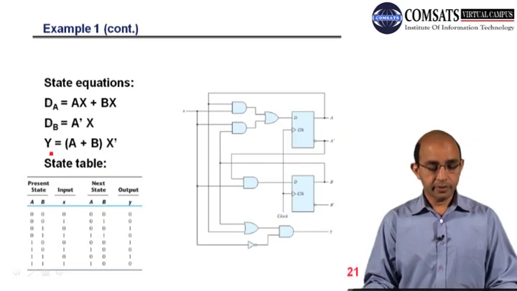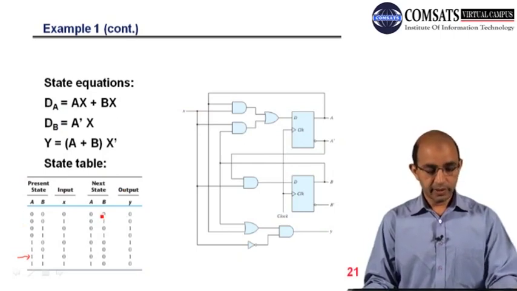So for example, if I put A plus B, I focus here. So I have to put A B as 1 1, X as 0 and X bar as 1. So I will be getting Y as 1. So we will put those combinations one by one, and we will be filling the next state and the output.